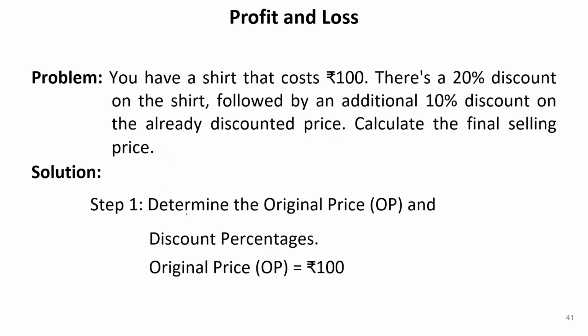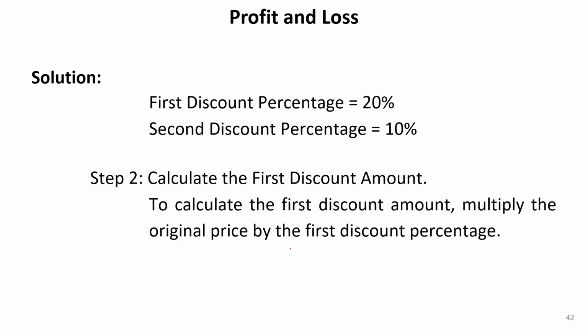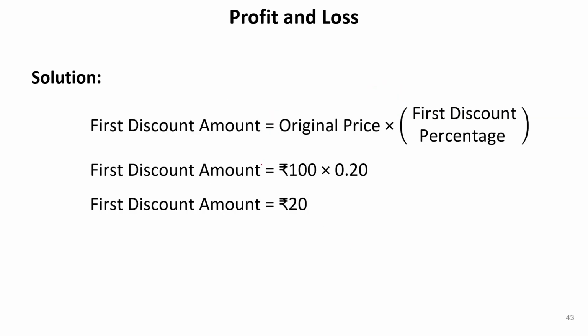Determining the original price, that is OP, the original price is equal to 100. The first discount percentage is 20, and the second discount percentage is 10%. To calculate the first discount amount, we use this formula: original price into first discount percentage, which is equal to 100 into 0.2, which is equal to 20 rupees.